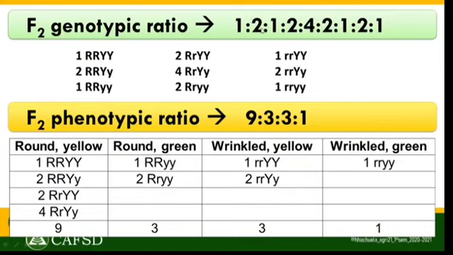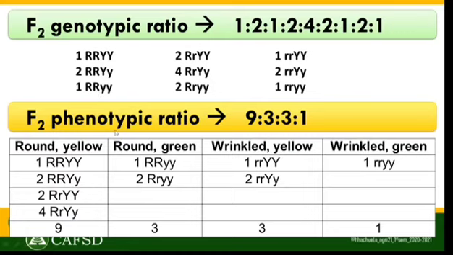But there are only how many genotypes? 1, 2, 3, 4, 5, 6, 7, 8, 9. There are only 9 genotypes with a ratio of 1:2:1:2:4:2:1:2:1. That is the genotypic ratio of a dihybrid cross undergoing selfing. Okay, so that is the ratio of a dihybrid cross.